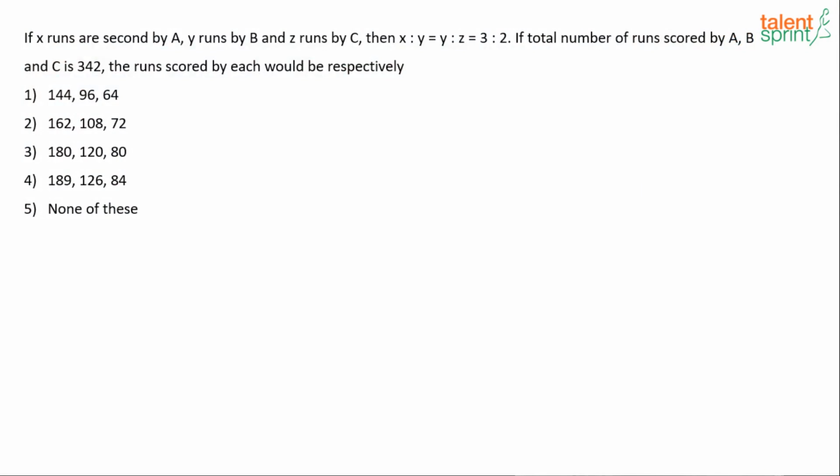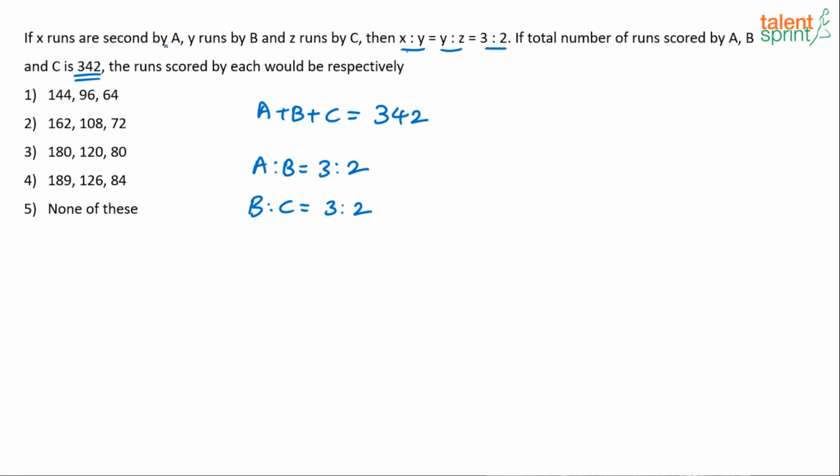Look at this. If X runs are scored by A, Y runs by B, and Z runs by C, then X is to Y equals Y is to Z equals 3:2. If the total number of runs scored by A, B, C is 342, the runs scored by each would be respectively. Again, a very simple question. He says total of A, B, C, A plus B plus C equals 342. Sum of A, B, C is 342. And the ratio of A is to B equals 3:2, and B is to C is also equal to 3:2. You're getting it?